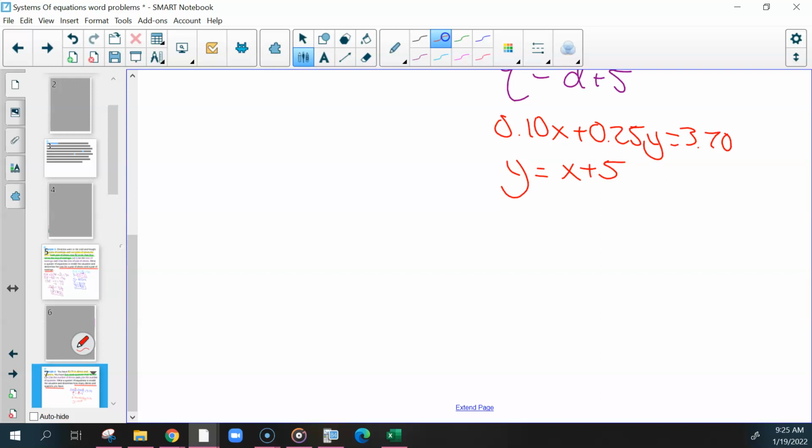So then, in this case, one of them is already in slope-intercept form, the other is not. So we need to solve this first one so that it's in slope-intercept form. Let me rewrite that over here. How would we get this into slope-intercept form?